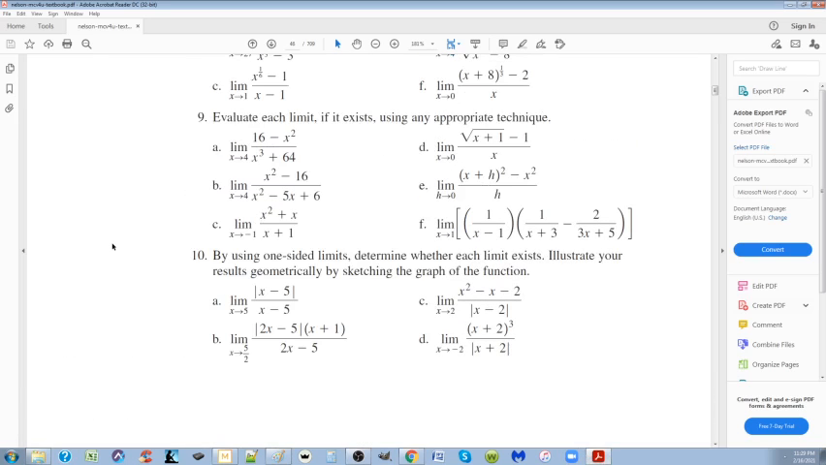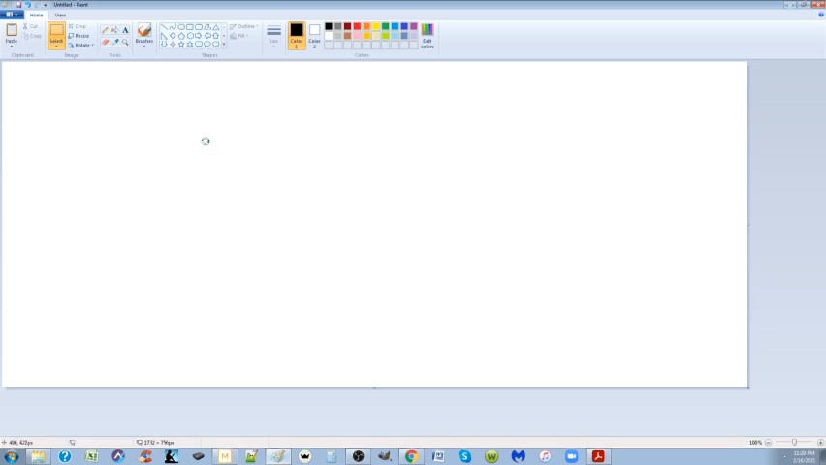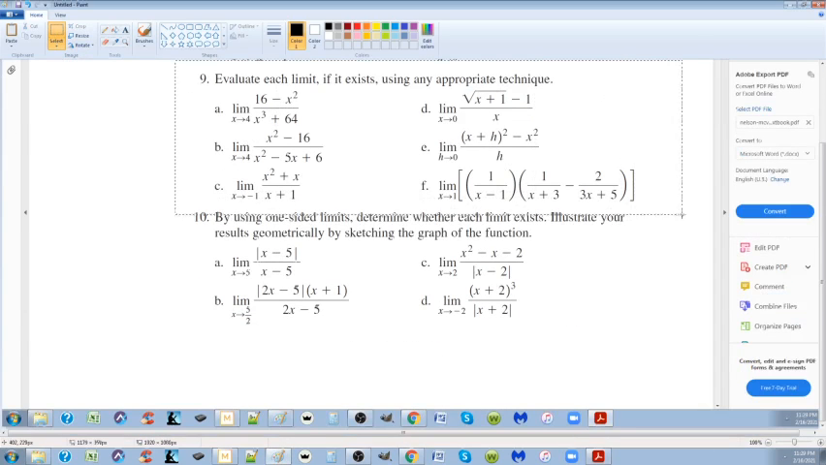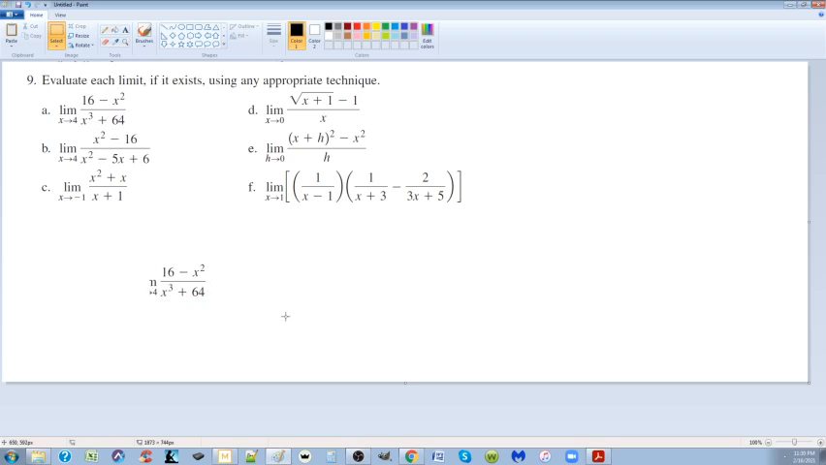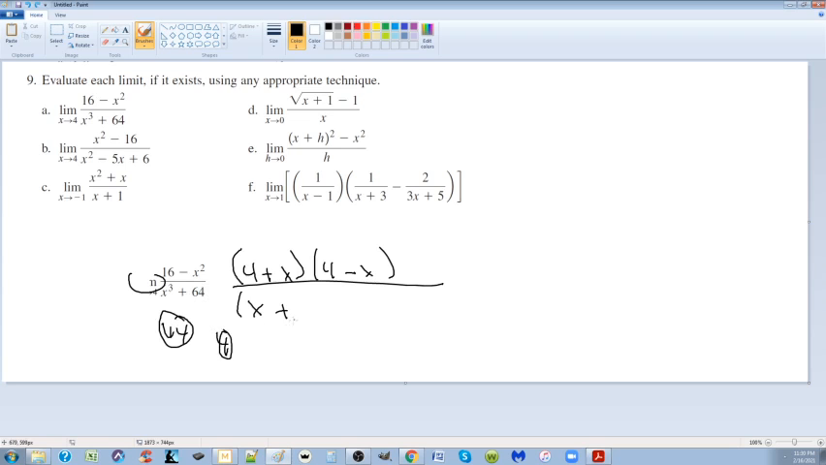Let's look at 9, and I'm just going to spot them for you, and you can do them. You don't need me to do all of these. Okay, this one is clearly going to be remembering that the top is a difference of squares, and the bottom is a sum of cubes. It's not a difference, but it's still a cube, because 4 times 4 makes 16, times 4 is 64. So you get x plus 4, and it's x squared minus 4x plus 16.